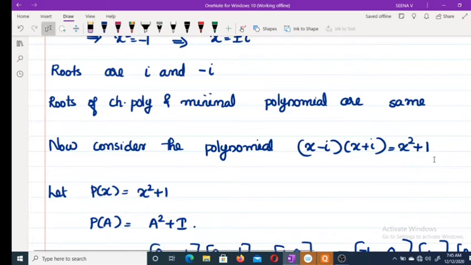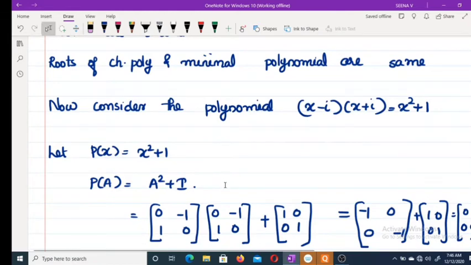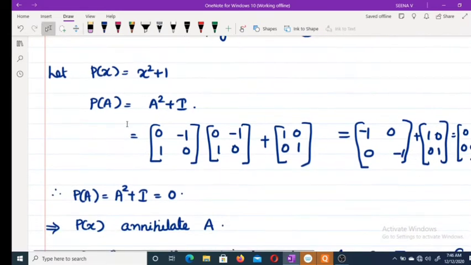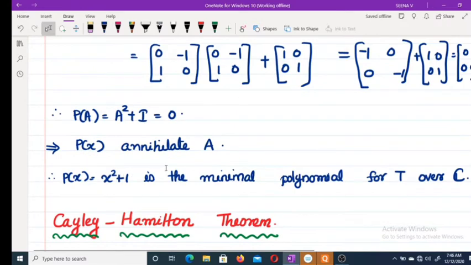If it is the minimal polynomial for T, then T square plus I must be the 0 operator, or A square plus I must be equal to the 0 matrix. So this is our p of x. Now what about p of A, A square plus the identity matrix? We get A square plus I equal to 0, which implies p of x annihilates A. Therefore x square plus 1 is the minimal polynomial for T over C.